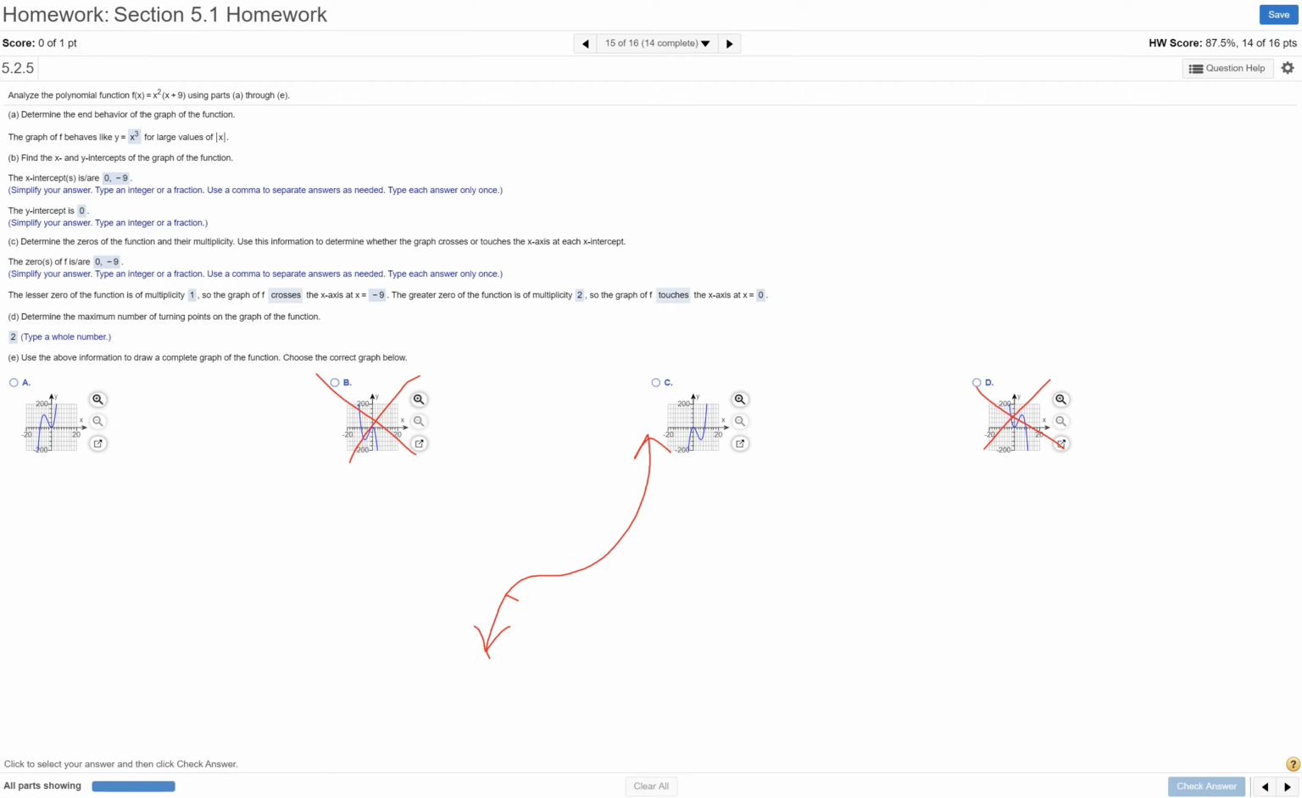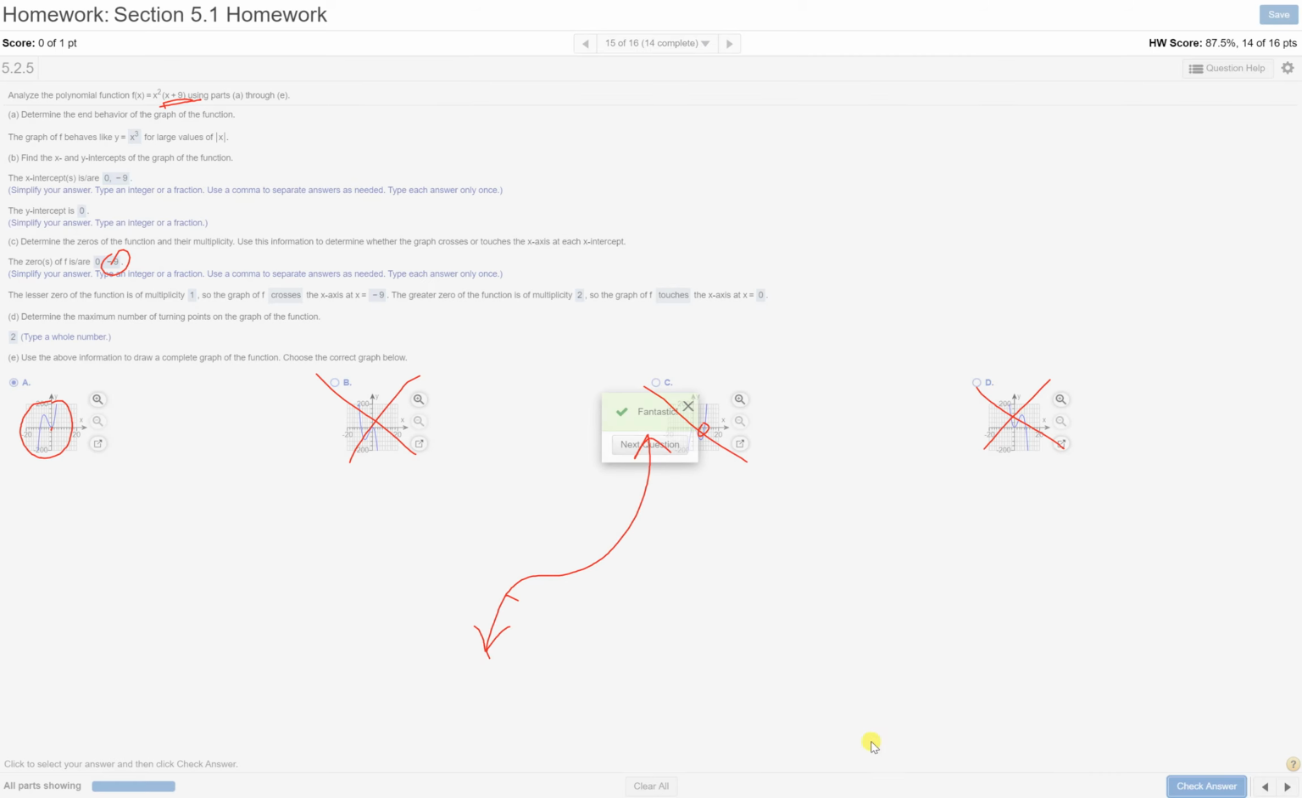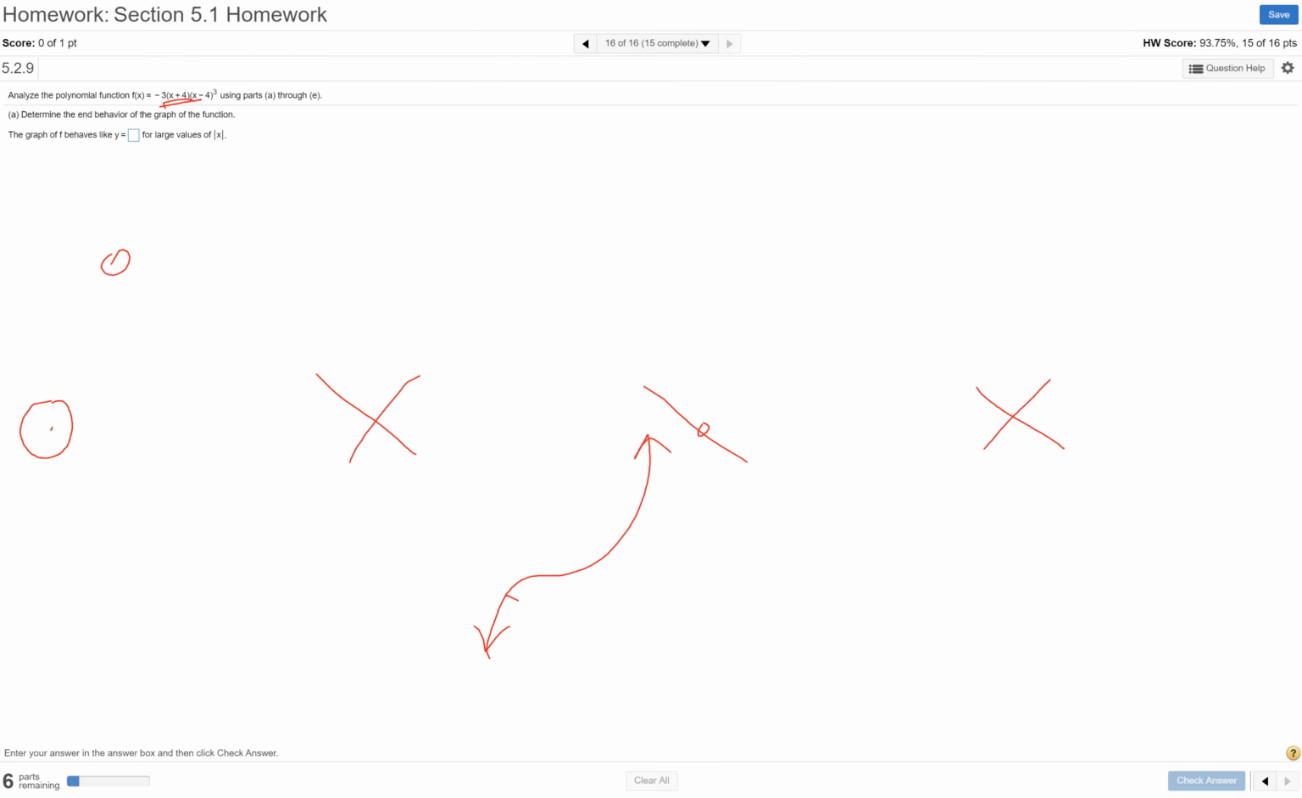Second, we know at negative 9, I believe it crosses. Let me see. Yeah, negative 9 it crosses. So here it looks like it's crossing, and then it's touching at 0. This one looks really good. How about this one? It's touching 0, but it's crossing through positive 9. That is not the solution of this problem. So the answer is going to be A. Okay? So let's go ahead and choose A and see what happens. Fantastic, guys.